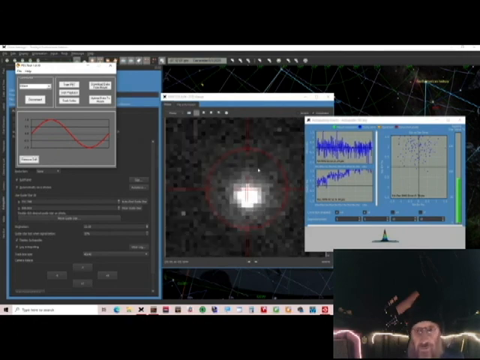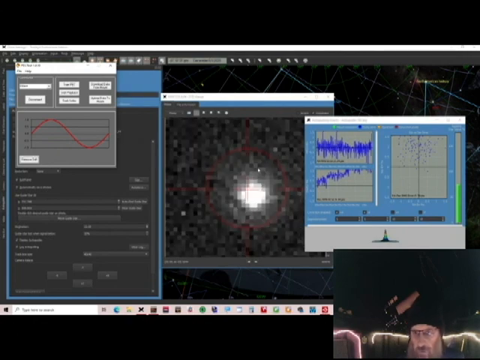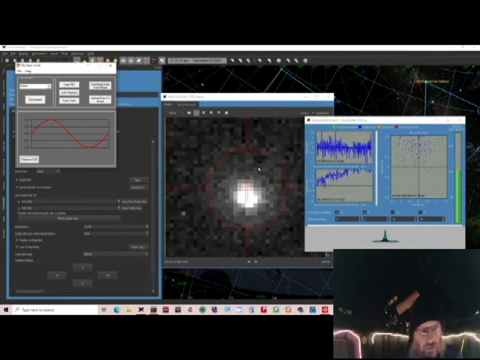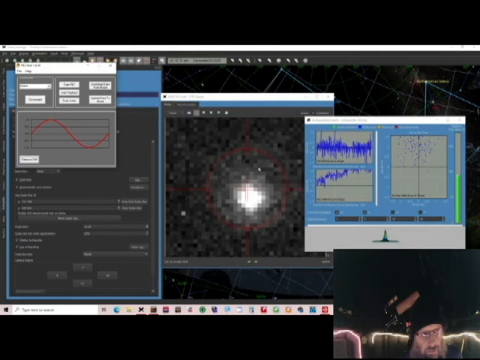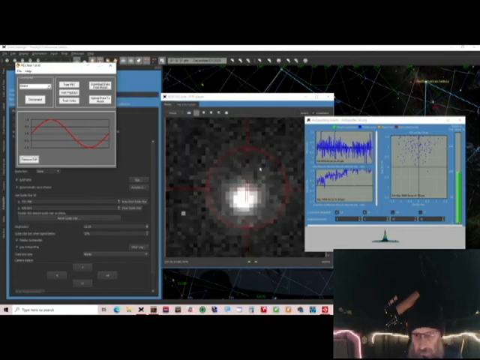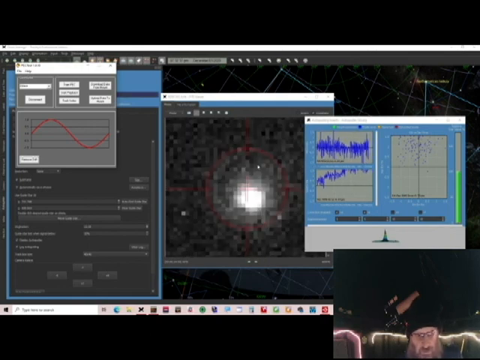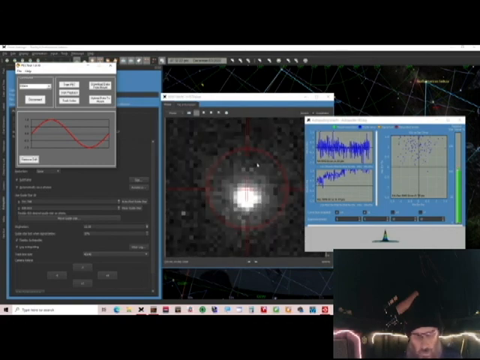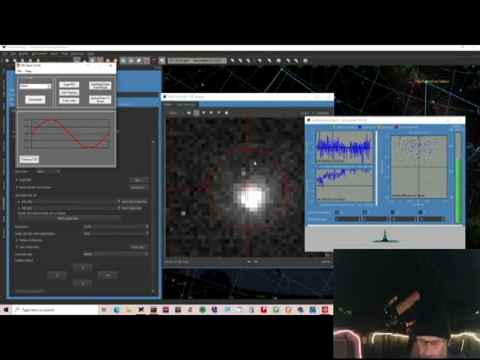So I think I did good tonight. I got polar alignment. I've got periodic control training done. And now I think I am effectively ready for the season. So, hallelujah.